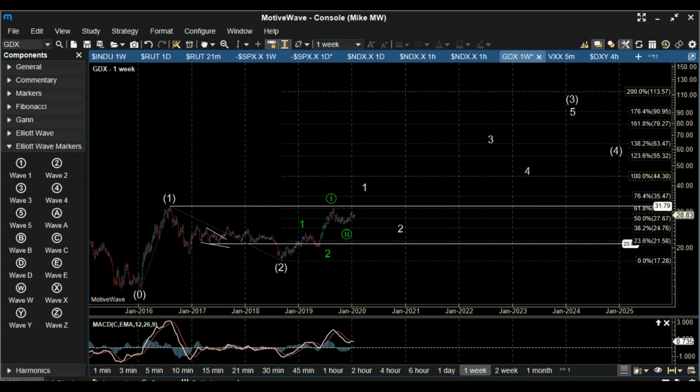for this wave 2, and then now being in our wave 3 to the upside here.